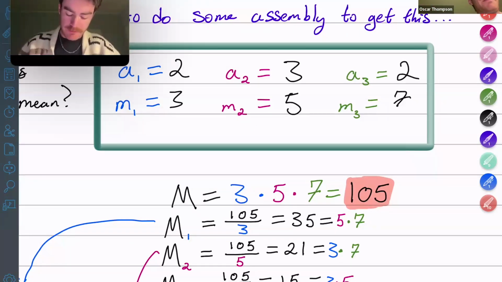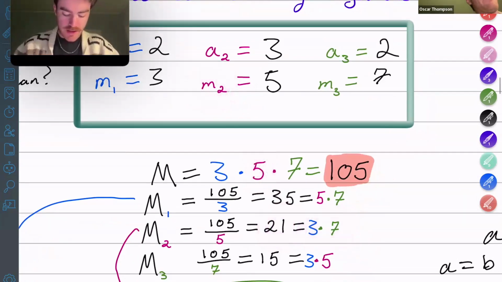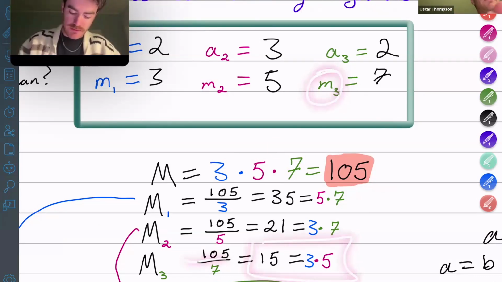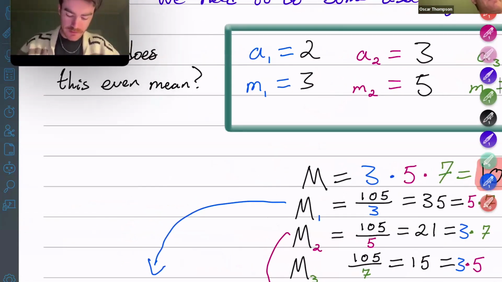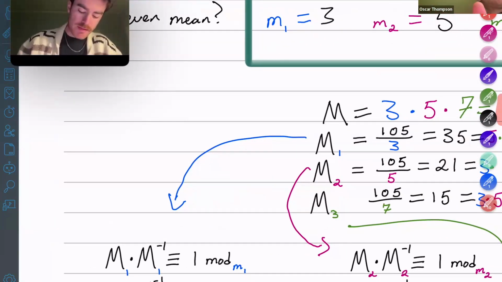So for big M sub 2, we have 105 divided by 5 this time. Same thing as just crossing out the 5, which gets us 3 times 7, which is 21. And finally, we have big M sub 3, where the little m was 7. So it's 105 over 7, which gets us 15, which is 3 times 5, or the same as just crossing out that 7.